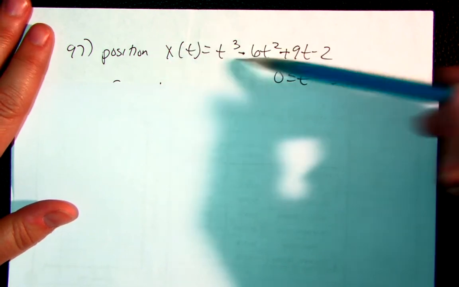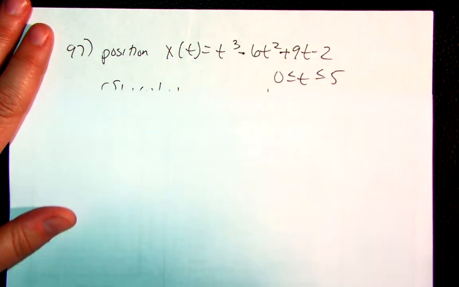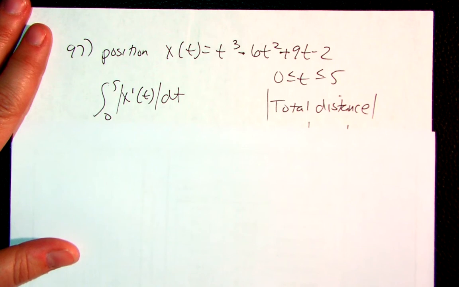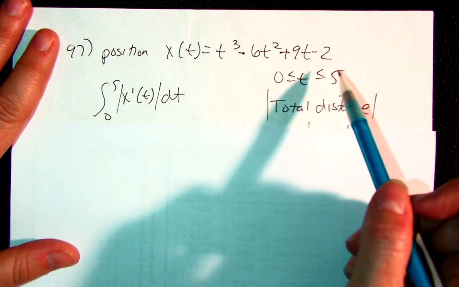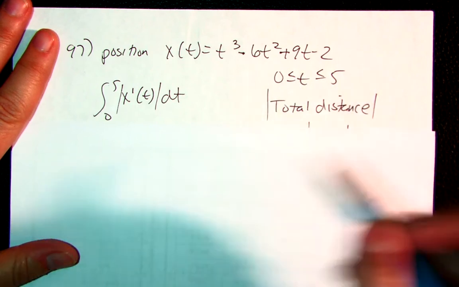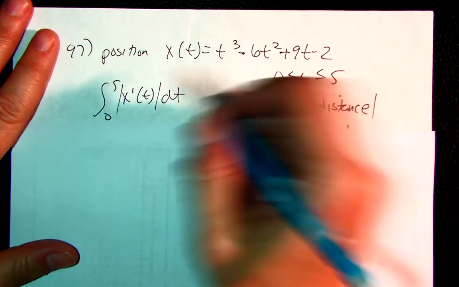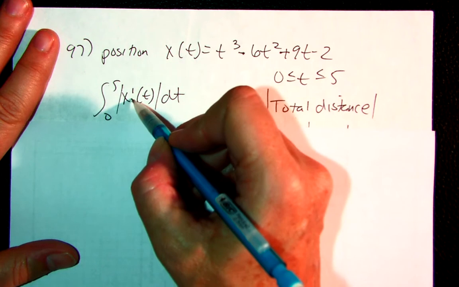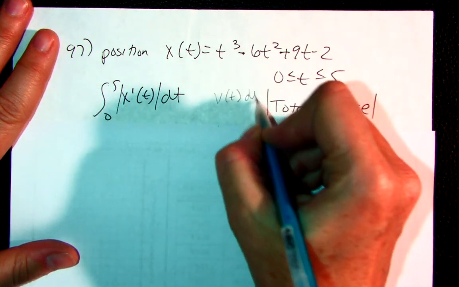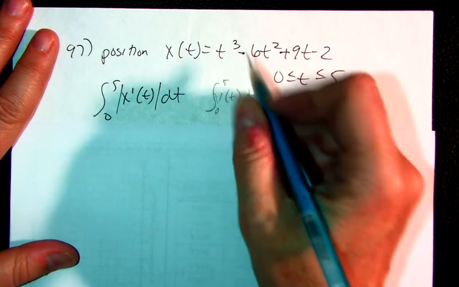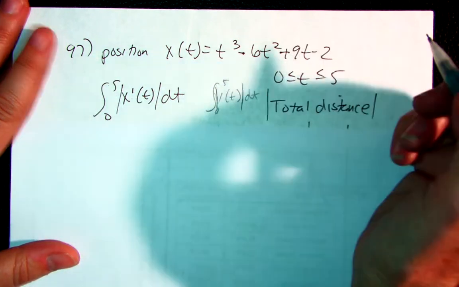So here's my position function from 0 to 5, including 0 to 5. And they asked me to find the total distance that this particle traveled from 0 to 5 seconds. And to find total distance means this. It is the velocity equation. So again, I could have written it like this. And it's the integration of the velocity equation, the absolute value.